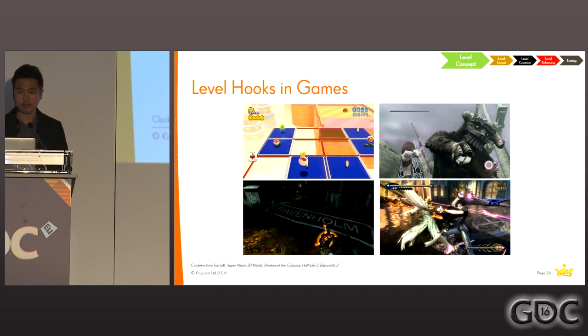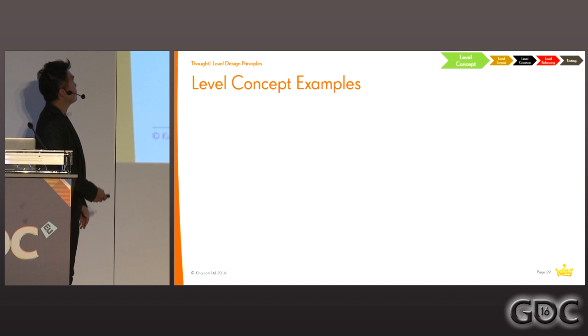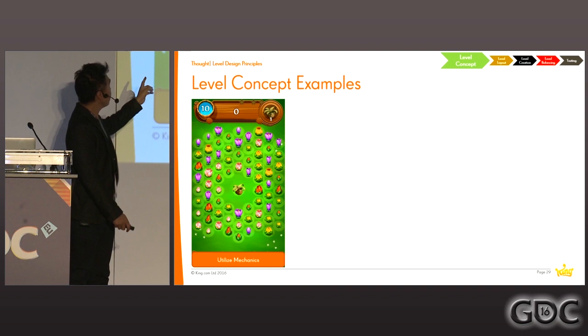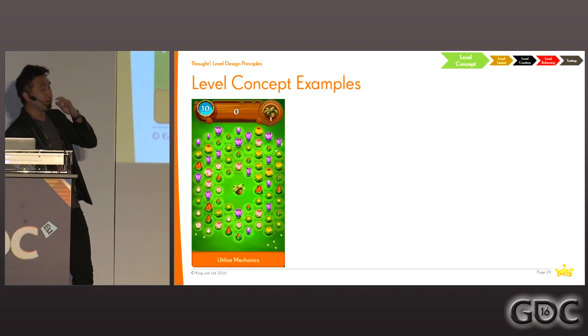So how does this translate to our games? We start from level concept. One way to think about it is how do we utilize a mechanic in an interesting or a new way? Have any of you played this game, Blossom Blast Saga? Yep, so for the people who haven't played this game, Blossom Blast Saga is a linker as well.